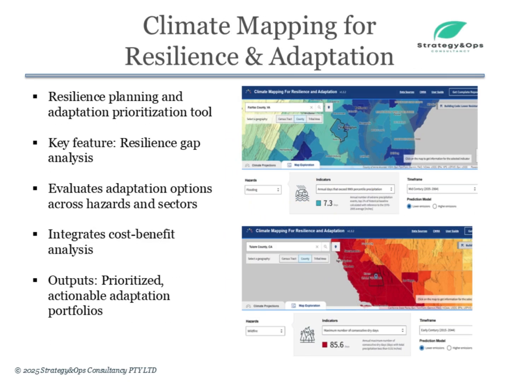Climate Mapping for Resilience and Adaptation, CMRA, helps turn climate risk data into clear adaptation priorities. Once you know where vulnerabilities are, CMRA helps you design and prioritize adaptation actions. Its core function is resilience gap analysis. You enter current conditions, existing infrastructure, institutional capacity, and community resources, along with future climate scenarios. CMRA shows the gap between what you have today and what you'll need in the future. Those gaps become your top adaptation priorities.